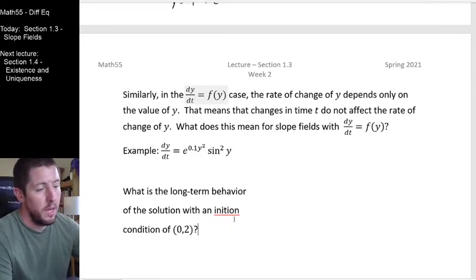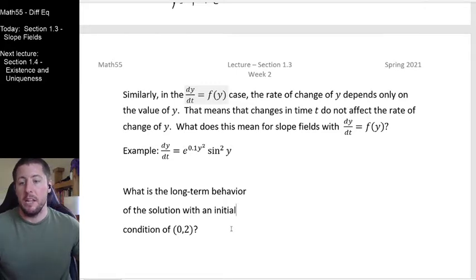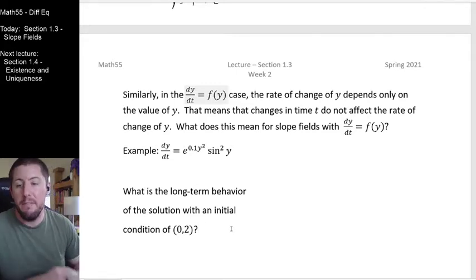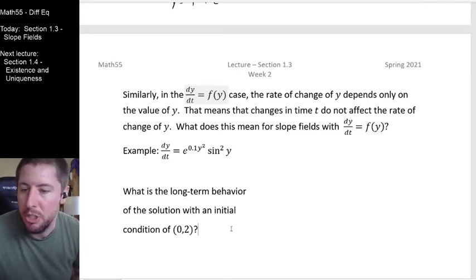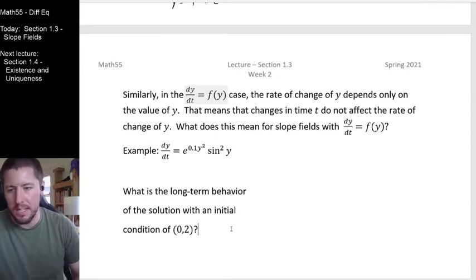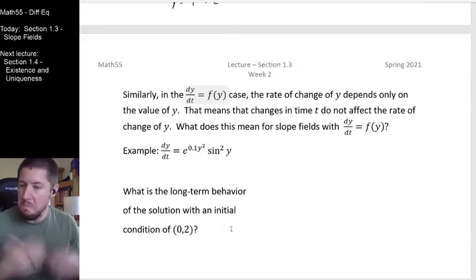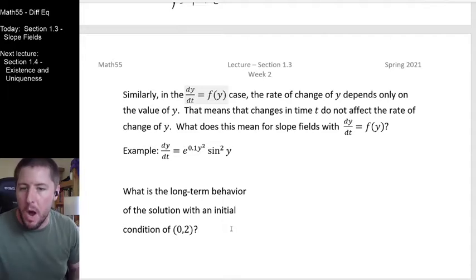So again, I might want to know about the long-term behavior of a particular solution, saying if my y value started at time 0 being 2, if y starts at 2, what's going to happen to y in the long run? Is it going to get bigger? Is it going to get smaller? Is it going to go to positive or negative infinity? Is it going to converge on a value? I don't know. We want to know what happens to y in the long run.